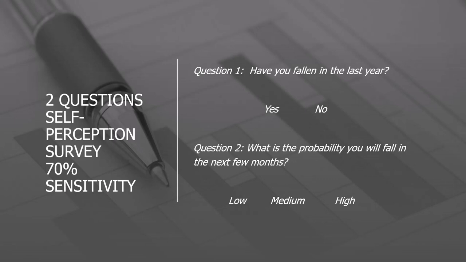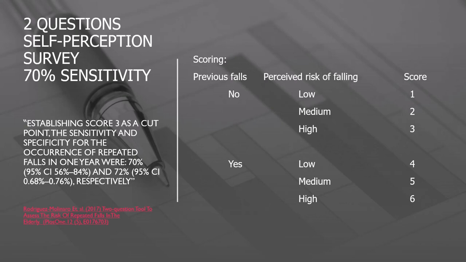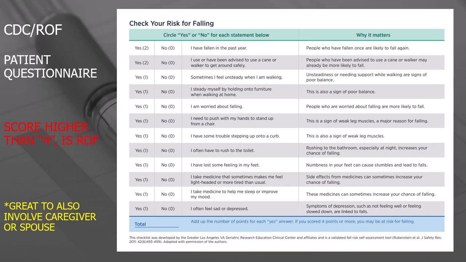I'm amazed that if you simply ask 2 questions of a patient, have you fallen in the last year, or are you afraid of falling in the next few months, you'll pick up about 70% of the patients who will fall within the next year. And this is how we would score those questions. If they've fallen in the last year, then they automatically would become a risk of fall. But then when you ask these other rating questions, it gets even more intense.